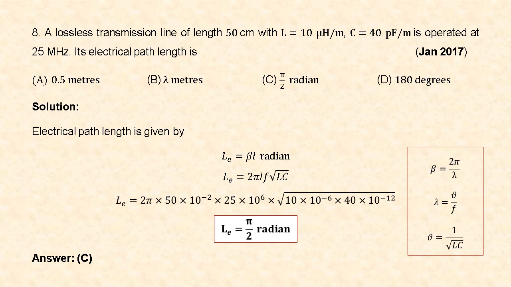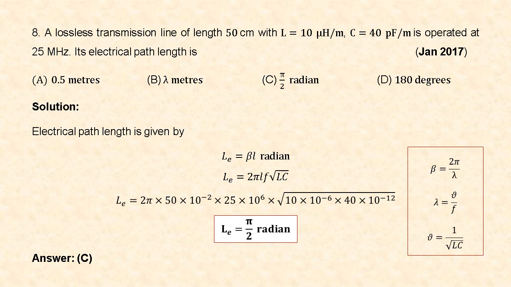We know the formula for electrical path length as L is equal to beta into L radians. Beta is equal to 2 pi by lambda. Lambda is equal to V by F. V is equal to 1 by root of LC. So substituting the values, we have beta is equal to 2 pi F into root of LC, and L is equal to 2 pi L into F into root of LC.